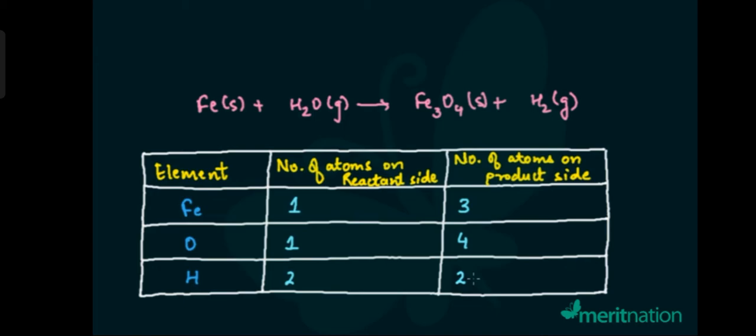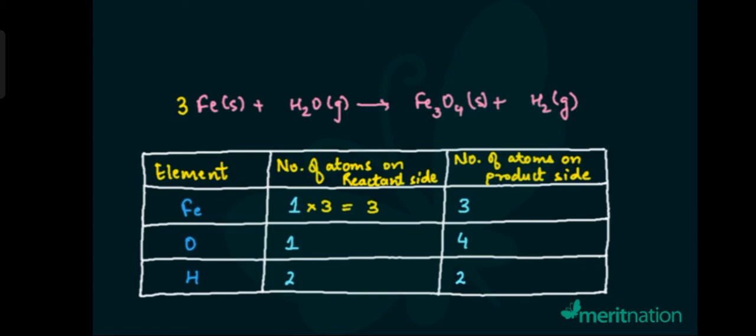So let us start with iron. Now in order to balance the number of iron atoms, we will need to multiply the iron present on reactant side with 3. And in doing that, we increase the number of iron atoms on reactant side to 3. And thus the iron atoms become equal. Now moving on to the next unbalanced element, and that is oxygen.